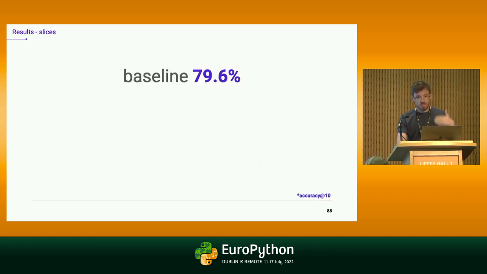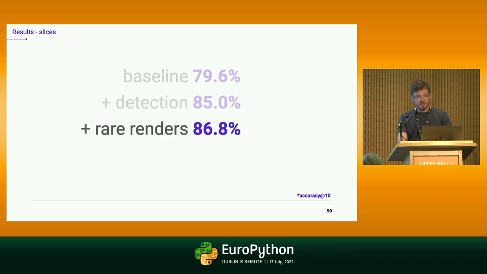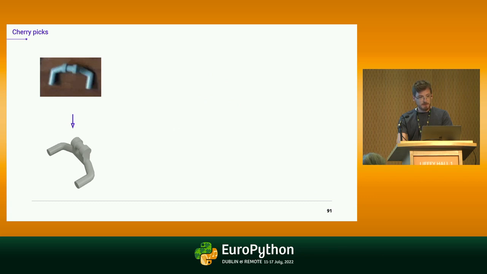So overall, we started with a baseline of almost 80%. We got a 5 percentage point increase by adding detection, and another almost 2 with rare renders. And these are some cherry picks of the final model.